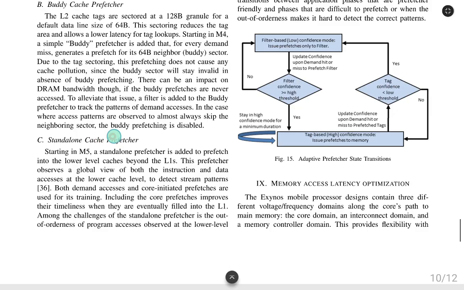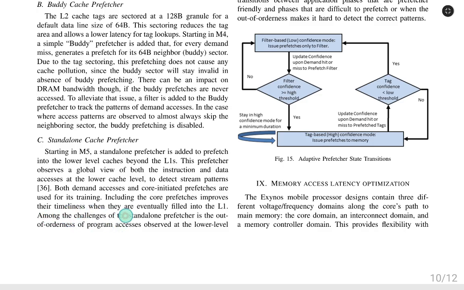C. Standalone cache prefetcher. Starting in M5, a standalone prefetcher is added to prefetch into the low-level caches beyond the L1s. This prefetcher observes the global view of both instruction and data accesses at the lower cache level to detect stream patterns. Both demand accesses and core-initiated prefetches are used for training, including the core prefetches, to improve the timeliness when they are eventually filled into L1.